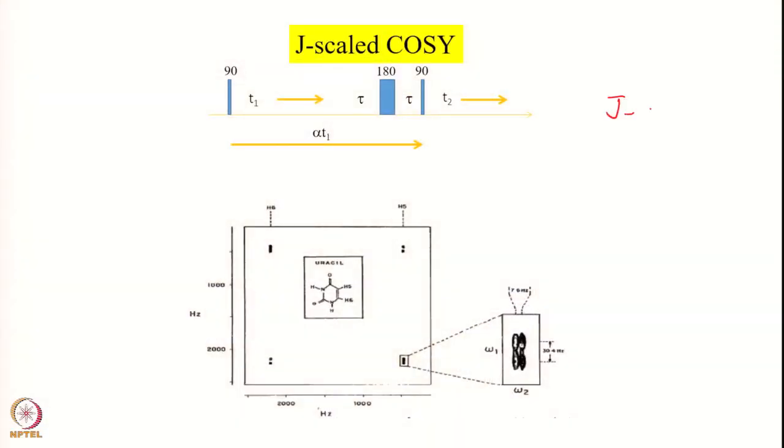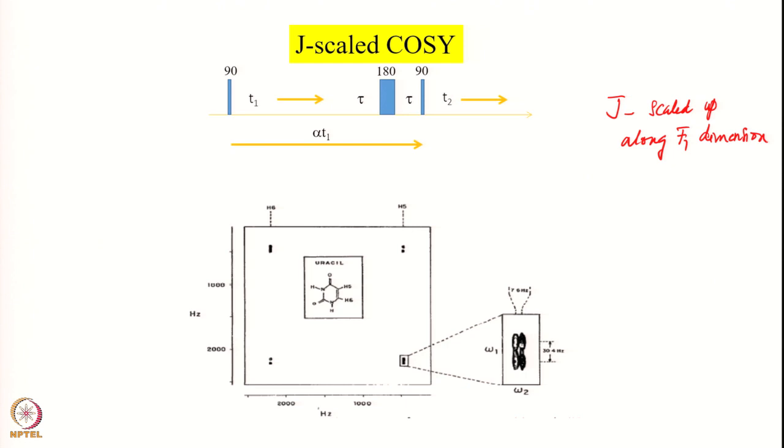So along the F1 dimension, the J is scaled up. So here the idea is to scale up the J along the F1 dimension. So I will just show you the spectrum first.